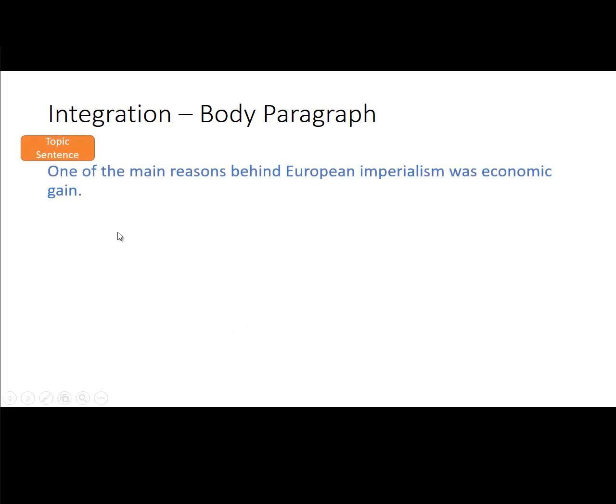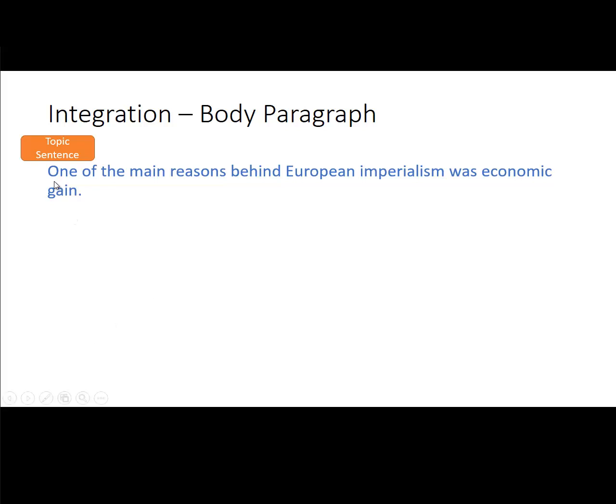So this will just be a quick reminder on how to integrate your evidence into your analysis when writing a body paragraph. Once again, we'll begin with our topic sentence. In this particular case, we're talking about imperialism, and let's say I'm going to write my paragraph on the economic motivations behind colonizing other places around the world.